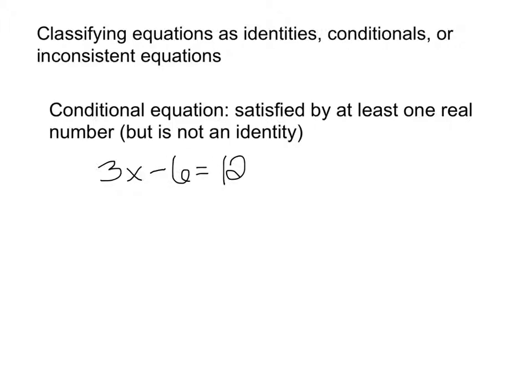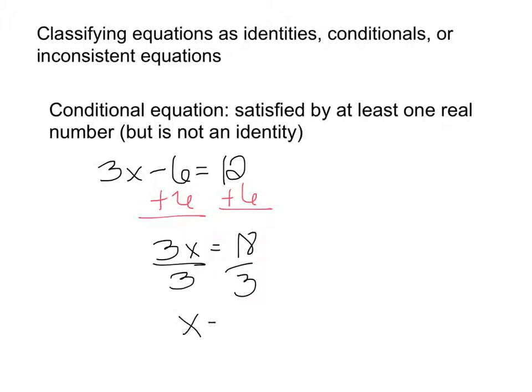The reason that this is a conditional is if we use our properties of equality, we can add 6 to each side, and we'd get 3x equals 18. We can divide each side by 3, and we get a specific value for x, particularly 6.